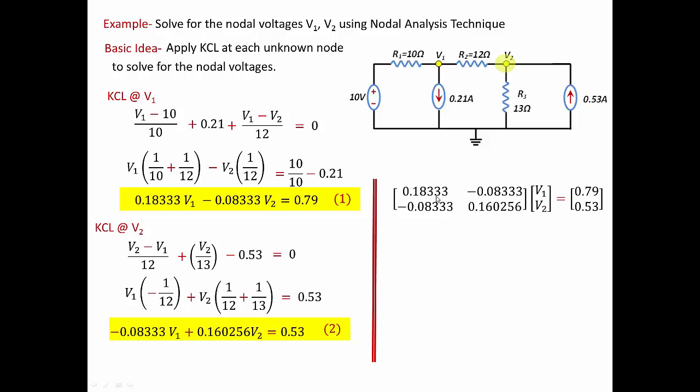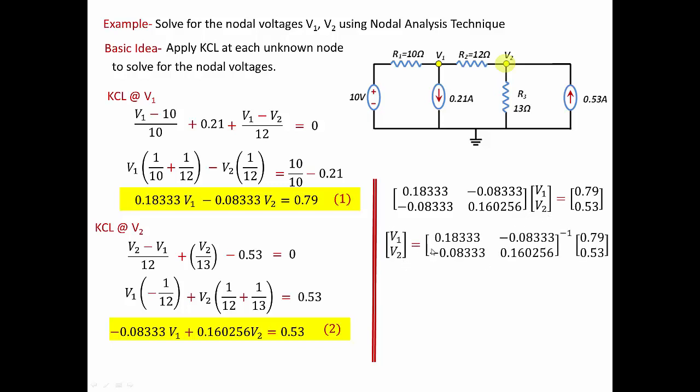Now you need to make sure that the order of the equations is correct. So make sure that you are articulate and organized when you set the equations. You always set V1 and then V2, so that when you transform the equations to the matrix it will be straightforward. This will equal the other side of the equation, which is 0.79 and 0.53. So you converted those two equations into a matrix form, and now solving for V1 and V2 is very easy.